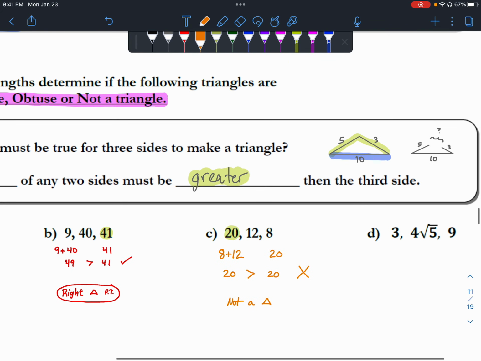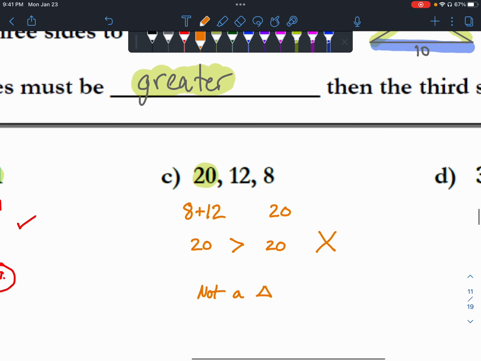That's the scenario that we kind of saw right up here, where we might think it's a triangle just because we have three sides, but one side or two sides are just a little too short to actually connect together.